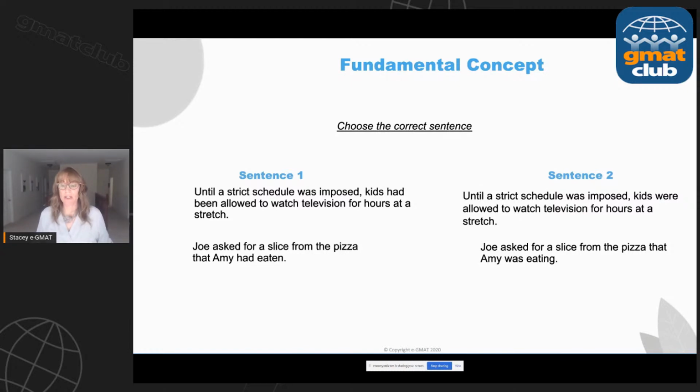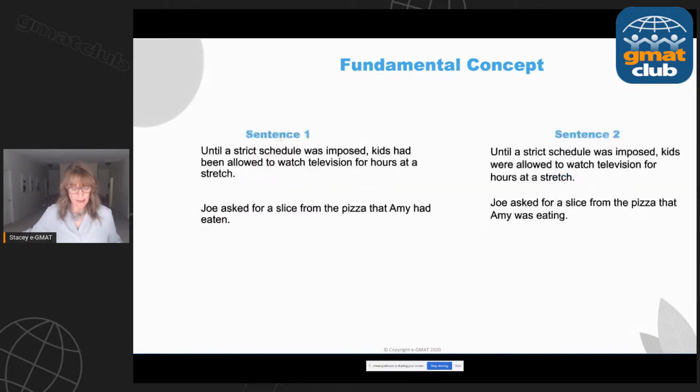Okay, I'm going to have Harsha lock that poll in. Let's talk about this. Okay, so sentence 1. Until a strict schedule was imposed, kids had been allowed to watch television for hours at a stretch. Joe asked Amy for a slice from the pizza that Amy had eaten. Or until a strict schedule was imposed, kids were allowed to watch television for hours at a stretch. Joe asked for a slice from the pizza that Amy was eating.